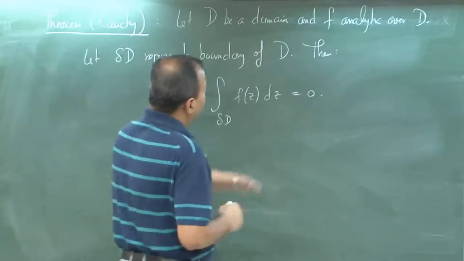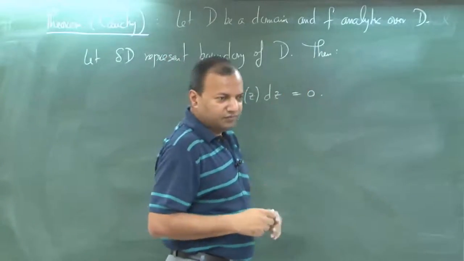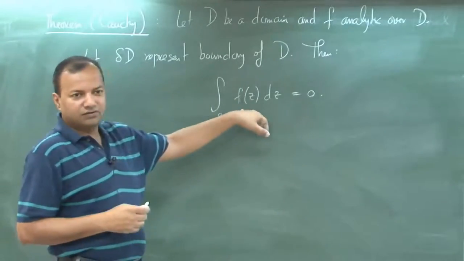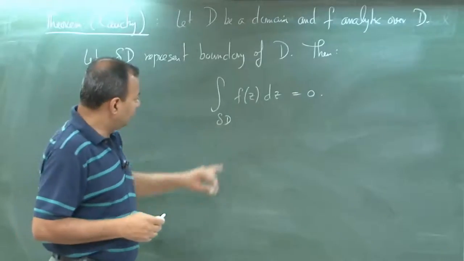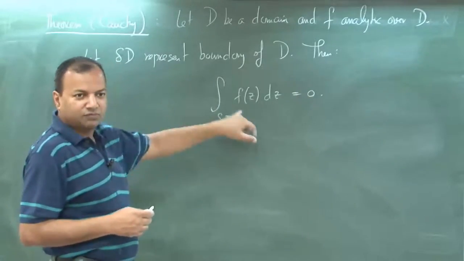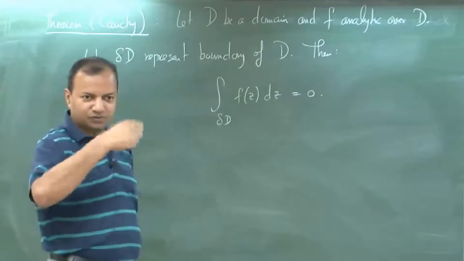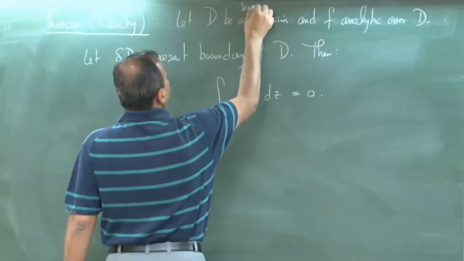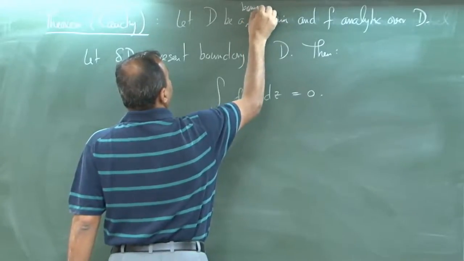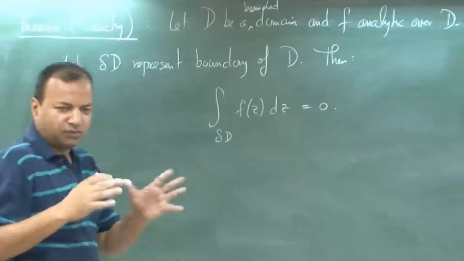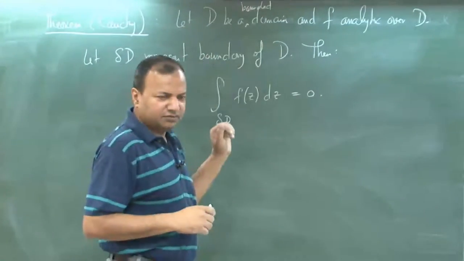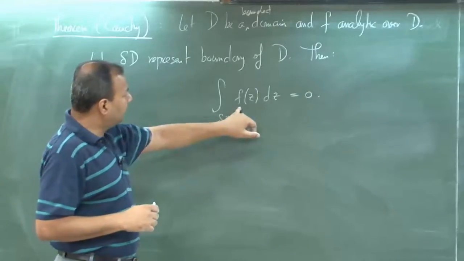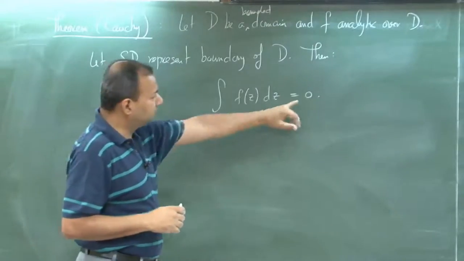D is a domain and function f analytic over D, then if you look at the integral of f along the boundary of D, so delta D represents the boundary of the domain. So, here I should say bounded, otherwise this does not make sense. So, it is a bounded domain, not going to infinity anywhere. Then it has a nice boundary, well defined. You integrate f over this boundary, you get 0.